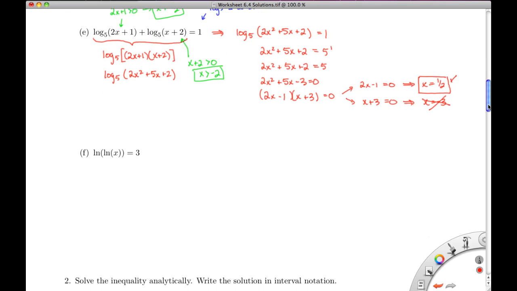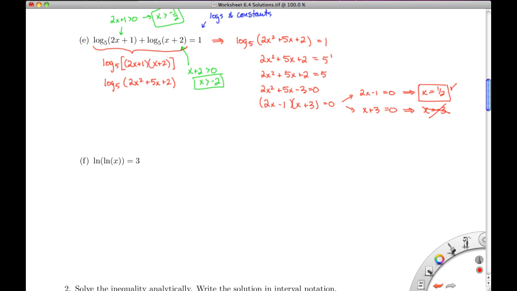So this one's a fun one. So we've got the ln of x is equal to 3.